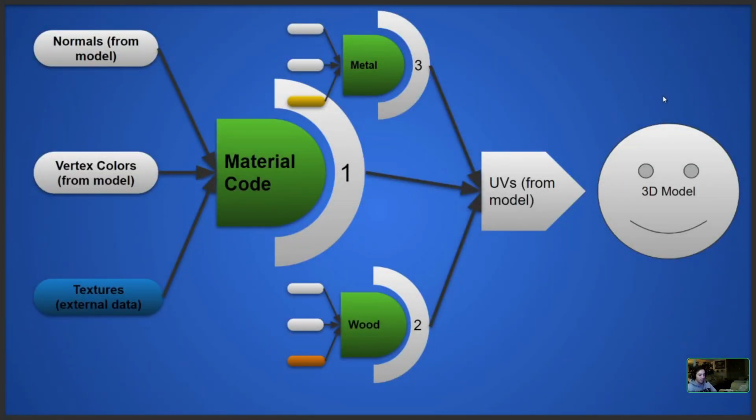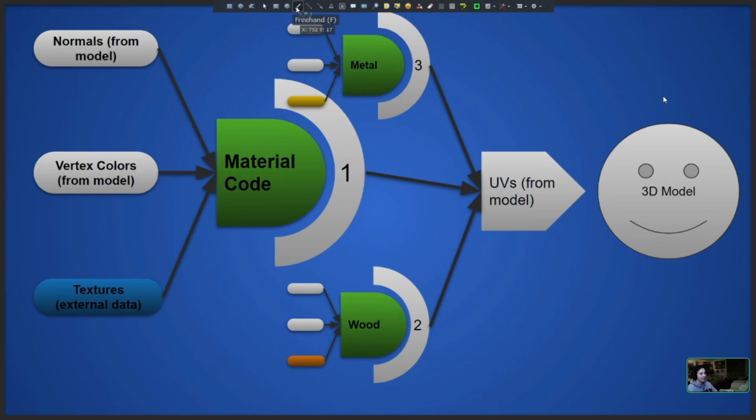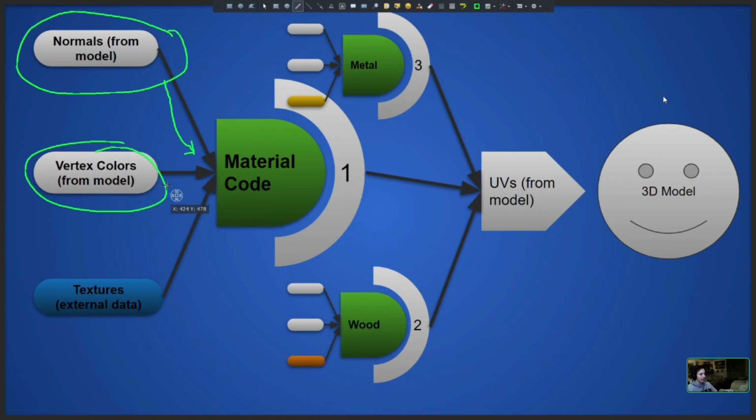So, a bit more about how data works in 3D models and video games. Your normals. We talked about normals and all that metadata. Normals are accessed in the material. Vertex colors are accessed in the material. Textures are accessed in the material. The material is then projected onto the UVs of the model, and then this appears on the surface of the 3D model.